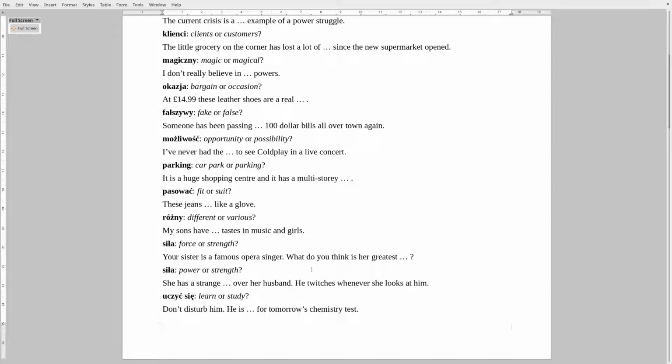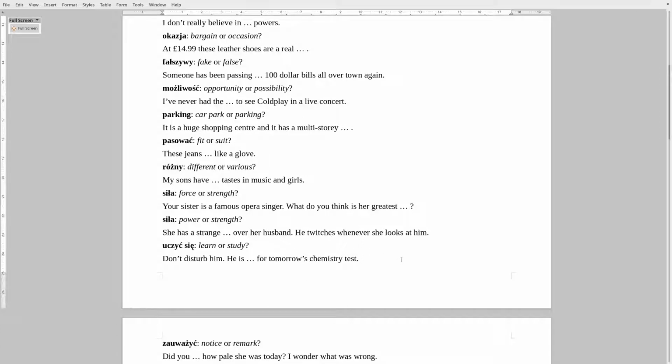Różny, different or various. My sons have different tastes in music and girls. So of course, different because they differ from each other. But of course, different and various can be used interchangeably in many contexts when we talk about a variety of things, right? Like I have different interests, or I have various interests.